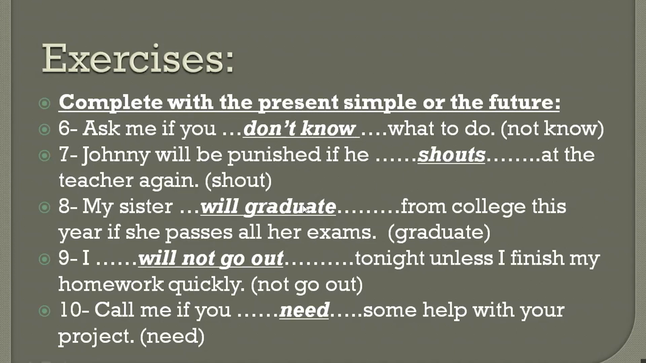Number 8, my sister will graduate from college this year if she passes all her exams. So that's the future because if is in the middle of the sentence. Number 9, I will not go out tonight unless I finish my homework. Unless means if not. It comes in the middle of the sentence sometimes. What you need to do is to put the future before it.